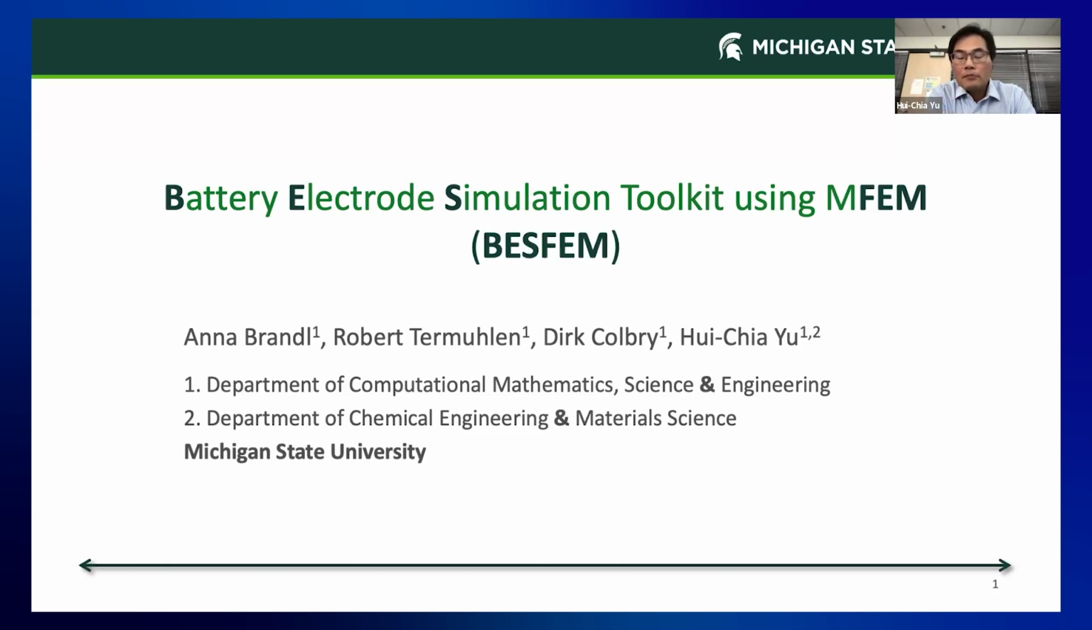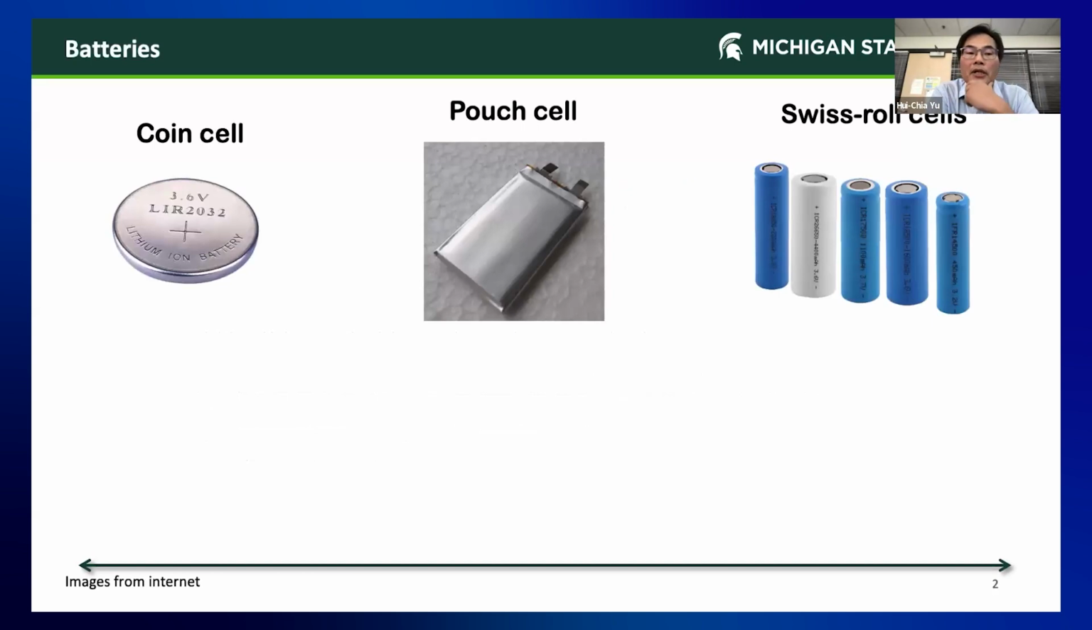So let us begin. I'm actually a battery scientist. I assume most of the audience here are not familiar with batteries, right? When you hear battery, typically you have three major shapes. One is called a coin cell, and another is the pouch cell. The pouch cell is mostly used in your iPhone or your laptop computer. The other is the cylinder cell.